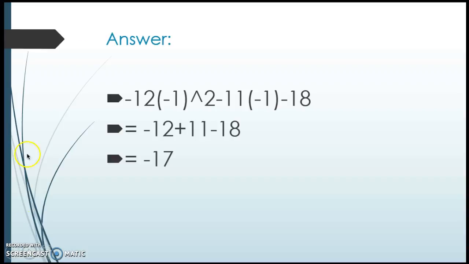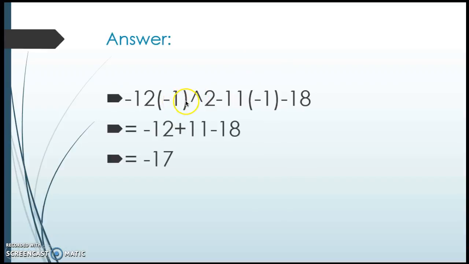How did you think you did? Here is the answer. You're just going to plug negative 1 wherever you see an x in the equation, and then simplify from there. So here you can see negative 12 times negative 1 squared minus 11 times negative 1 minus 18.